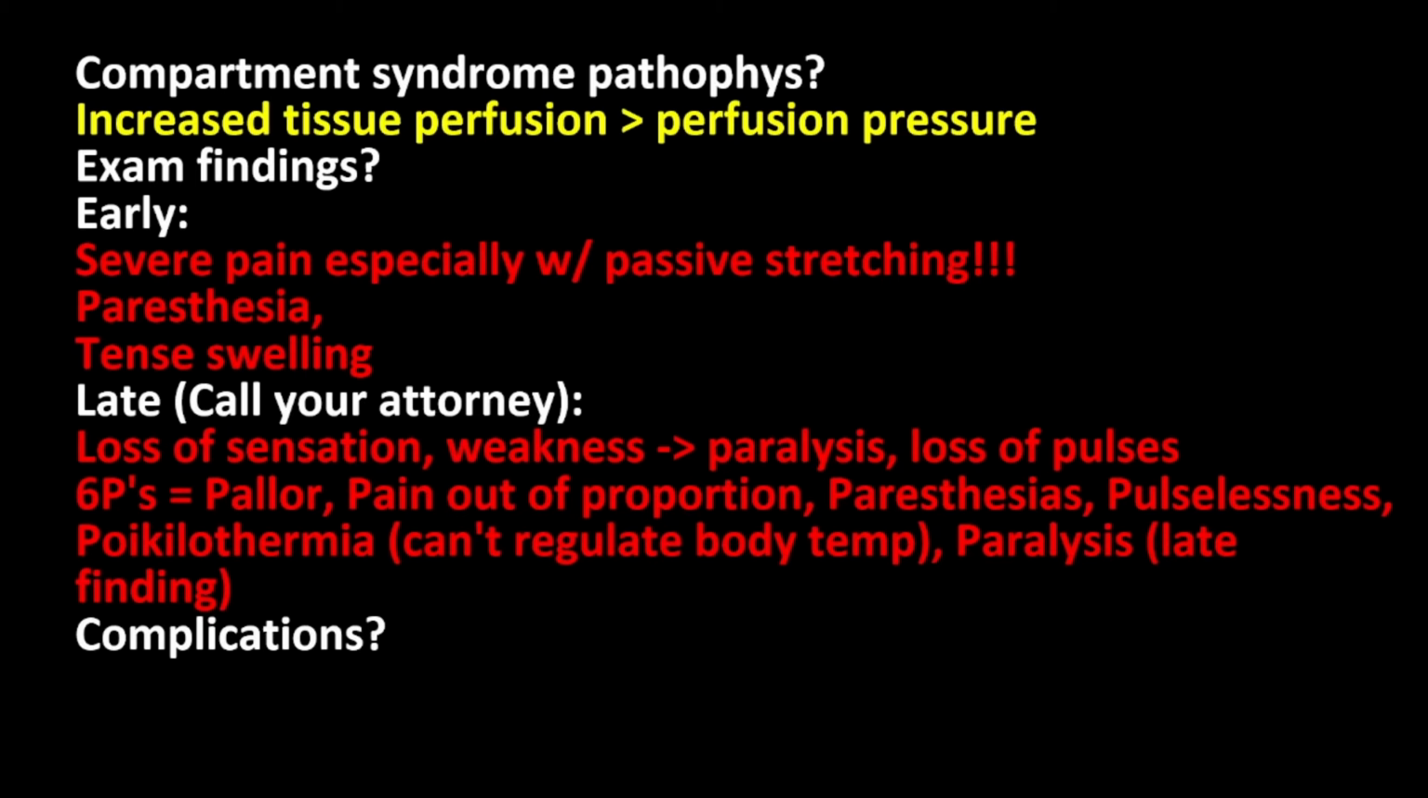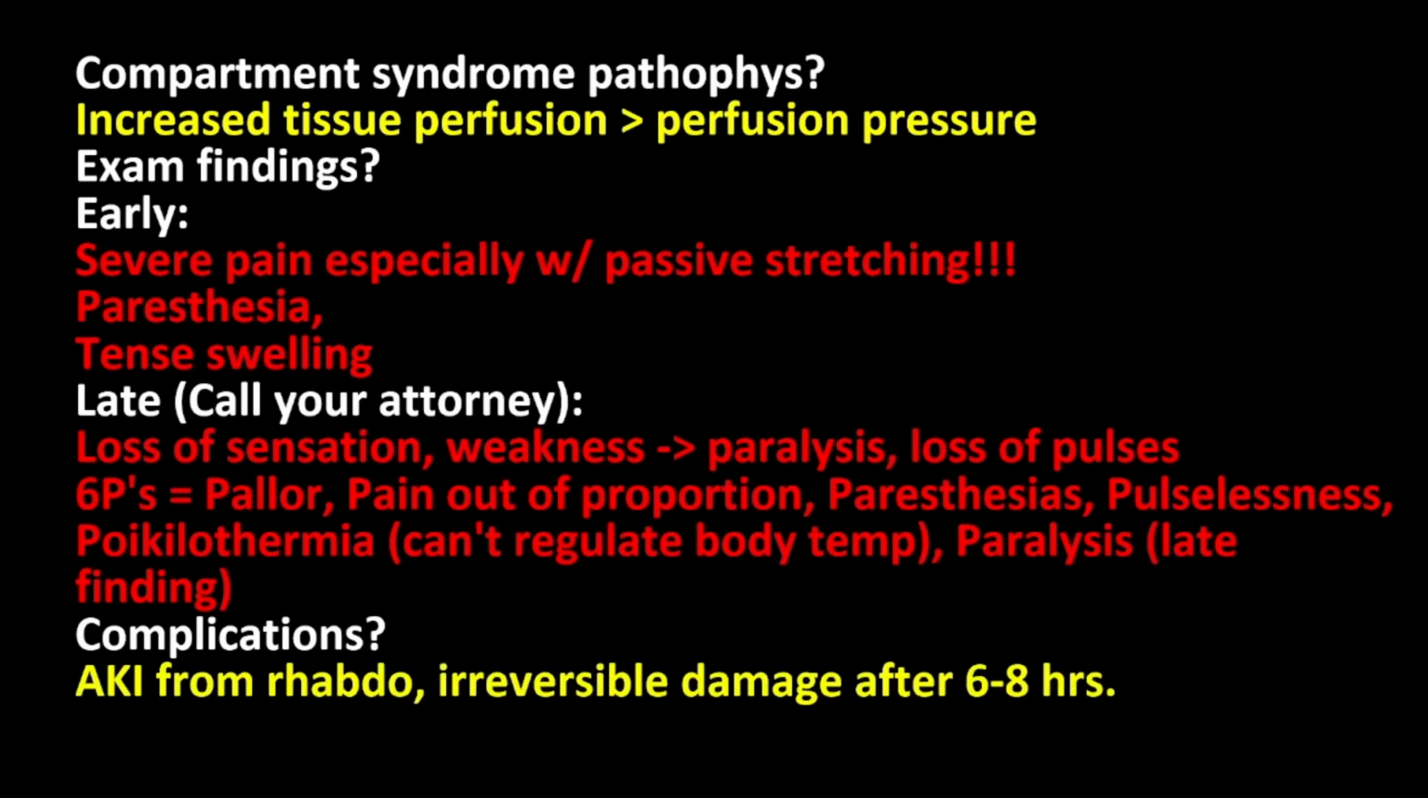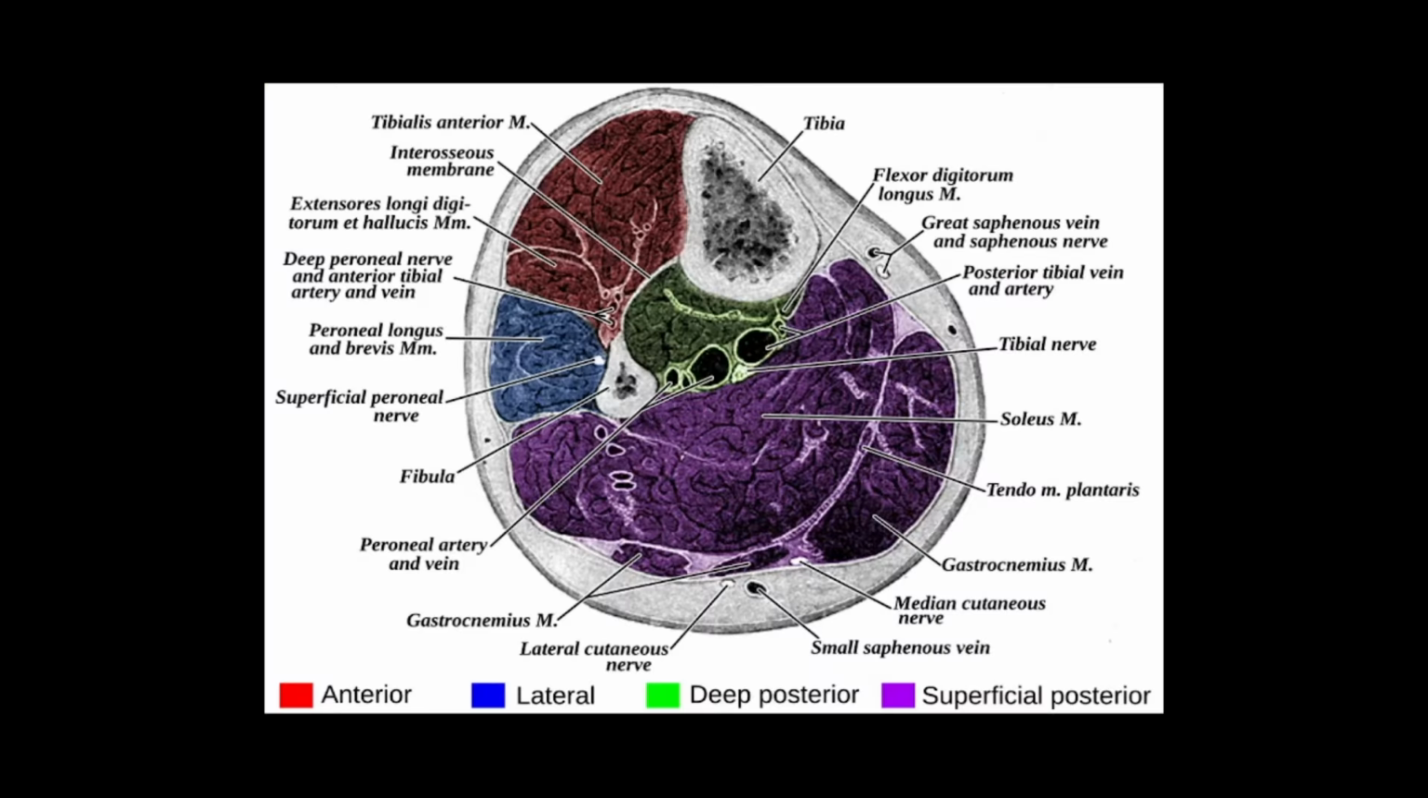So complications of compartment syndrome, what do you want to be thinking about? You should be thinking about AKI, or acute kidney injury, because these patients are experiencing muscle necrosis, so they can get rhabdo, and then irreversible damage after 6 to 8 hours. Here is just an image of the compartments of the leg.